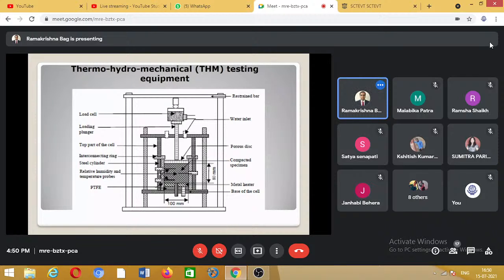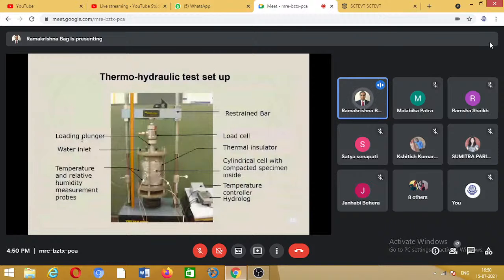This is actually the picture when the test was conducted. Earlier was the schematic diagram. So these are the sensors. You can see the load cell through which pressure was calculated, swelling pressure. At the bottom there was a heater. So this heater jacket was kept so that temperature loss is minimized.